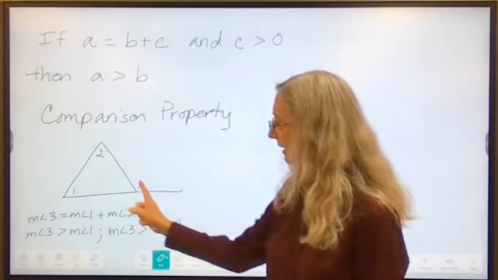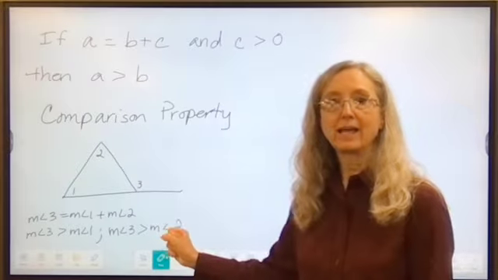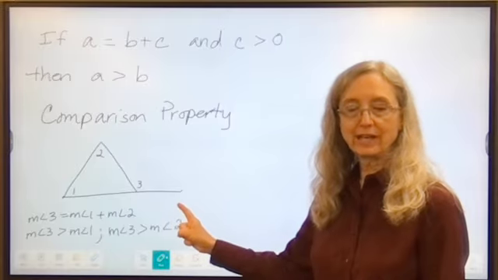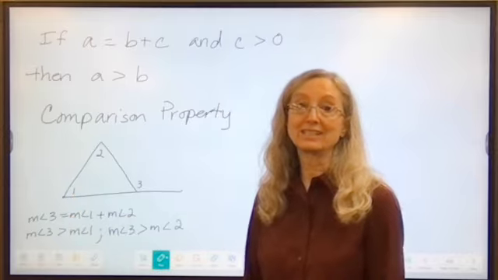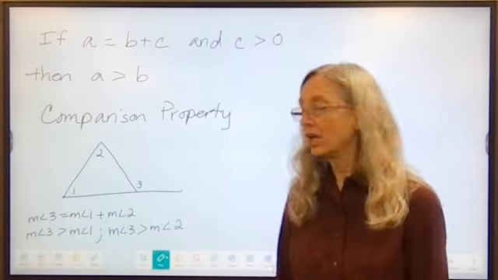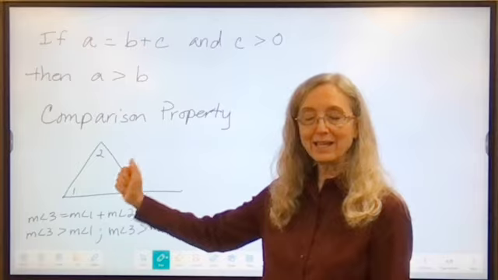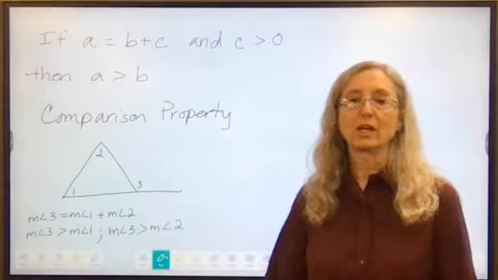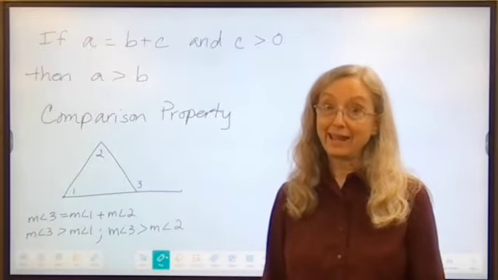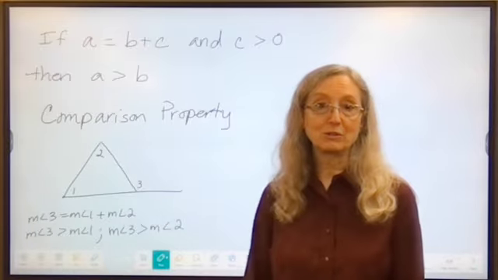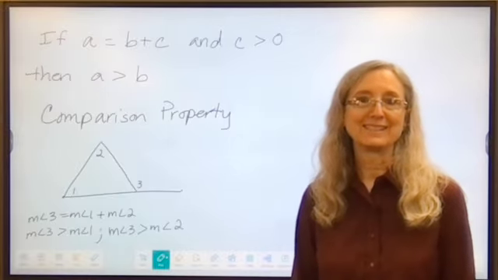Here's one example of how that is seen in triangles. So triangles often have an external angle that I marked as angle 3. And we know that the external angle in a triangle is equal to the two non-adjacent angles added together. So the measure of angle 3 is equal to the measure of angle 1 plus the measure of angle 2. So therefore, angle 3 has to be greater than angle 1, and angle 3 has to be greater than angle 2. That's all the comparison property says.